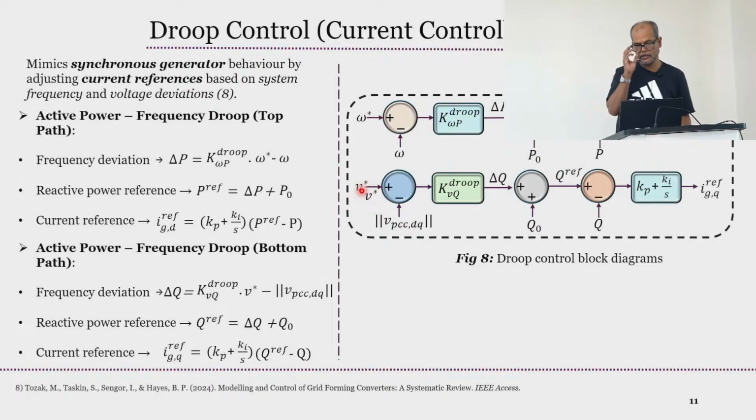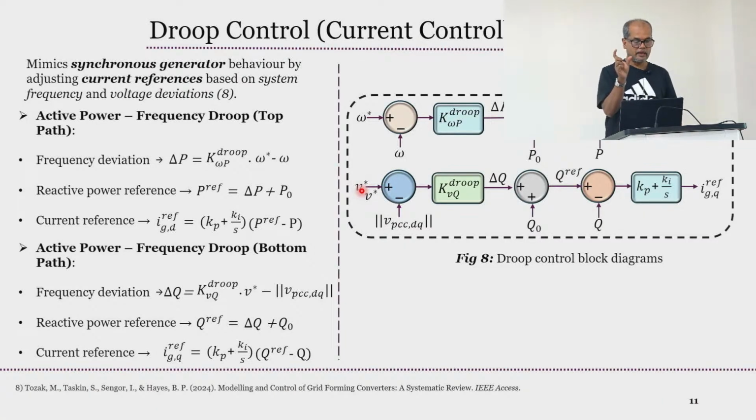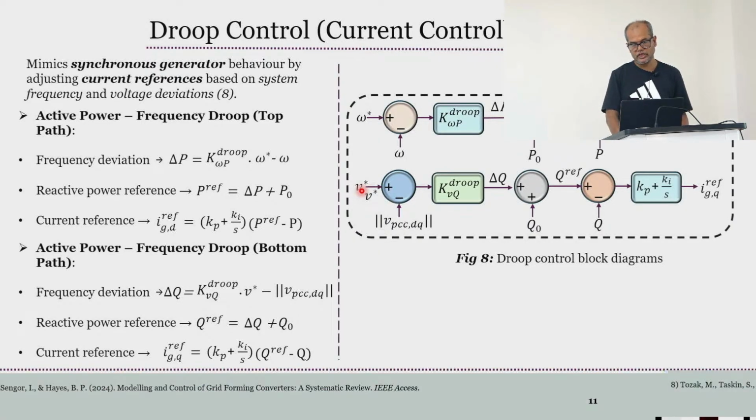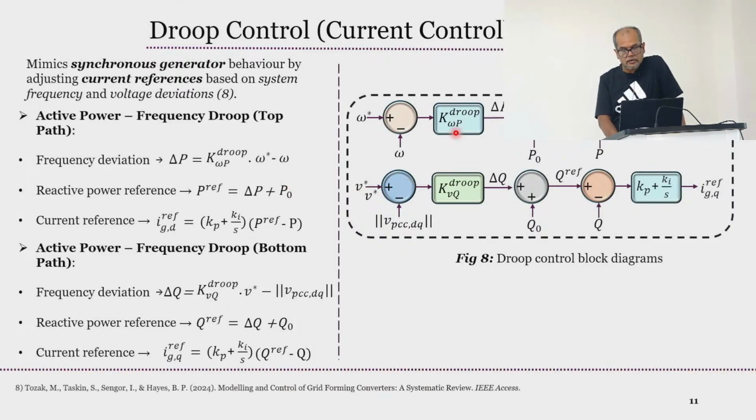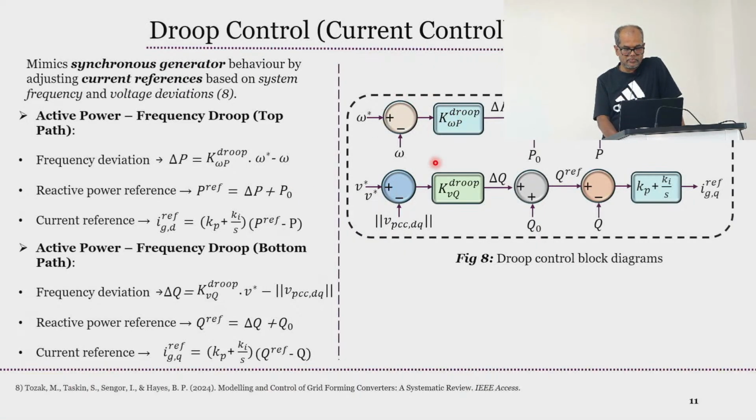And if you have a droop control, the relation between frequency and power is given by a droop. By changing that droop coefficient, this one is for frequency and this one is more for voltage.